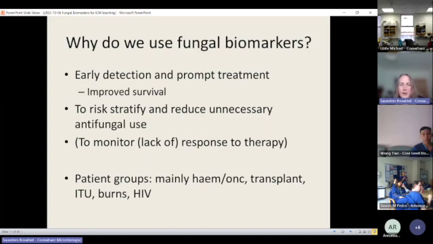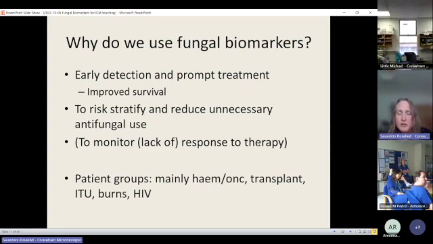So we use these because if you can detect an invasive fungal infection early and treat promptly, then that's associated with lower mortality, increased survival. We can also use them to risk stratify and hopefully reduce unnecessary use of antifungals. So the antifungal drugs have got issues with often hepatotoxicity, sometimes nephrotoxicity for things like AmBisome, lots and lots of drug-drug interactions. So if we use too many antifungals where they're not needed, we do have the potential to cause harm. So it's very useful to be able to reduce those if we possibly can.